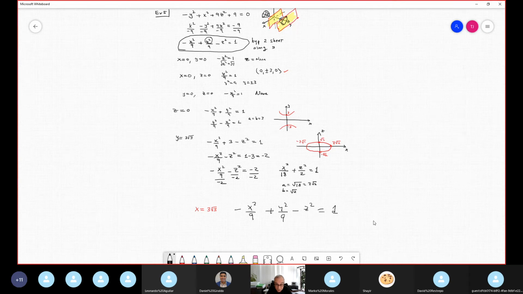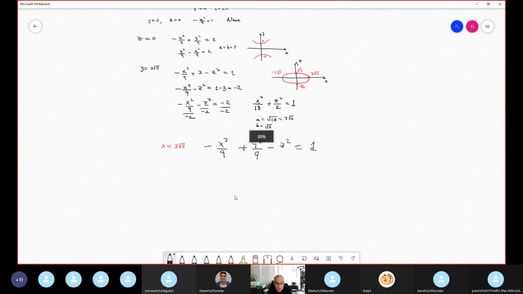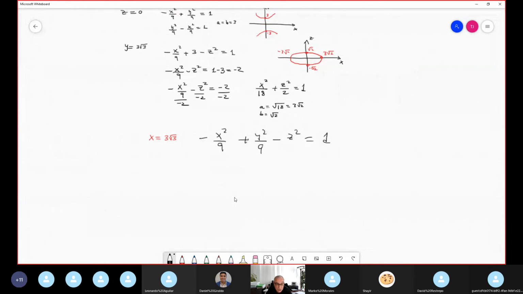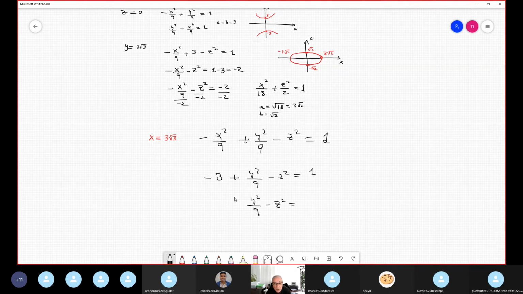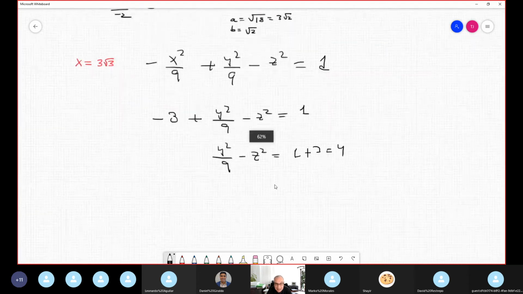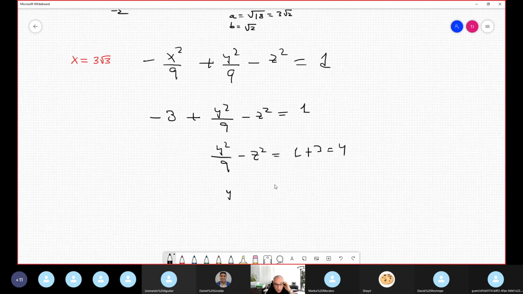Okay, now I assume the trace, it's x equal 3 radical 3. So this is 27, it's a minus 3 here. Plus y squared over 9 minus c squared equal 1. Okay, let me try. y squared over 9 minus c squared equal 1 plus 3, that is 4, divided by 4, because I want to express it in standard form. So it is y squared over 36 minus z squared over 4 equal 1. Okay, more clear now for me.